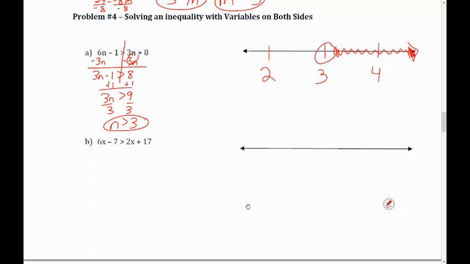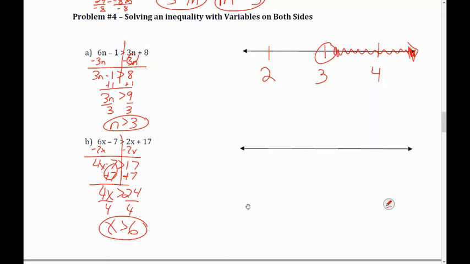All right, B, same thing. We don't have like terms on the left or the right. Our smaller variable is 2x, so we want to subtract 2x on each side. Gives us 4x minus 7, which is greater than 17. We then want to add 7 on each side. All right, this goes away. 4x drops down, greater than 24. Divide by 4, and x is greater than 6.